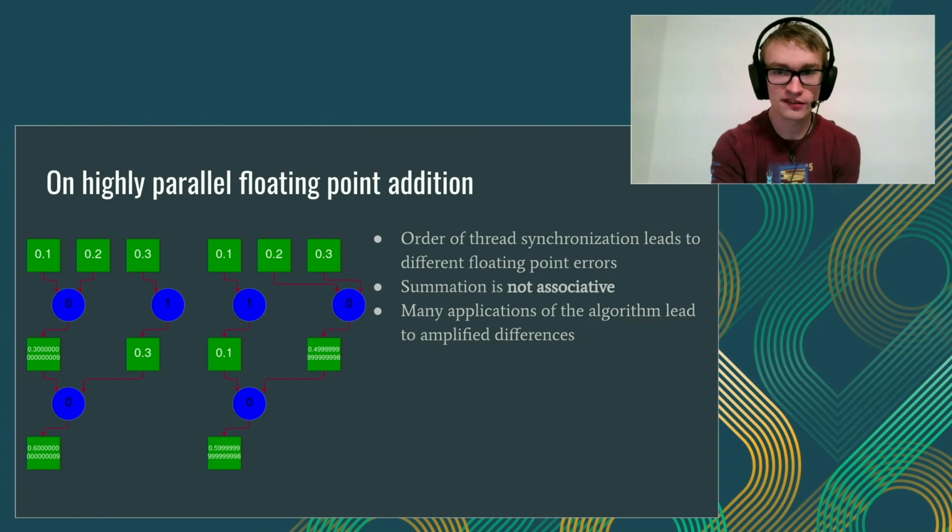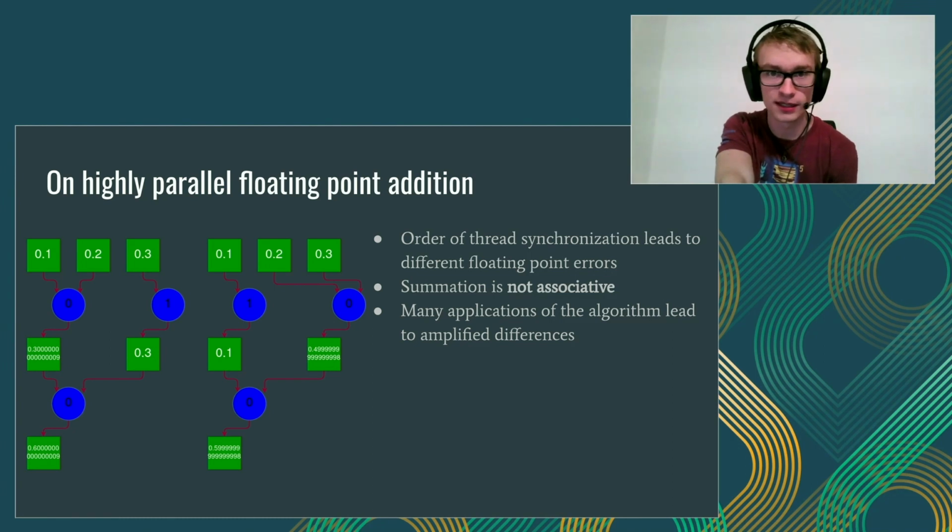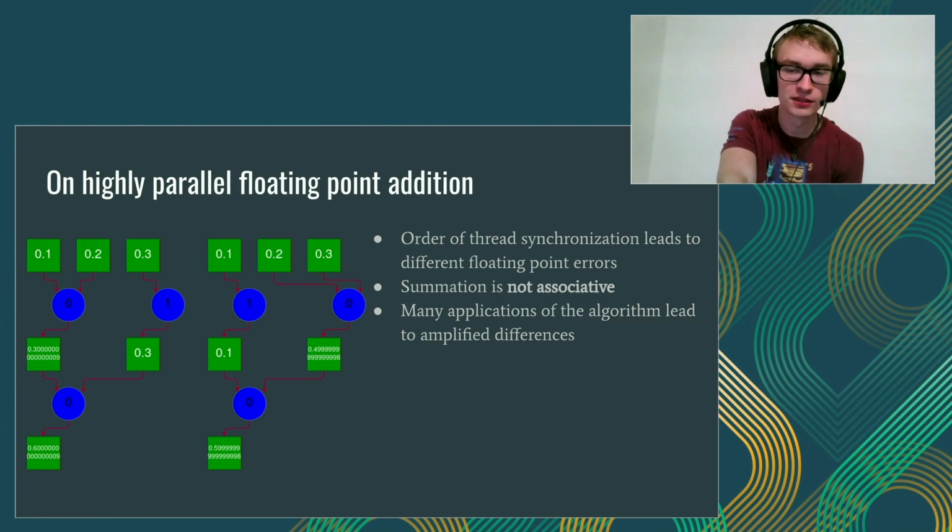Now why is that? Well, that's because the summation is not associative. But if we're doing that with GPUs, the primary issue here is that the order of the thread synchronization is always different. And this leads to different floating point errors. You can imagine that if you apply that algorithm many thousands or millions or even billion times, those very small errors that you can observe here, they actually add up.